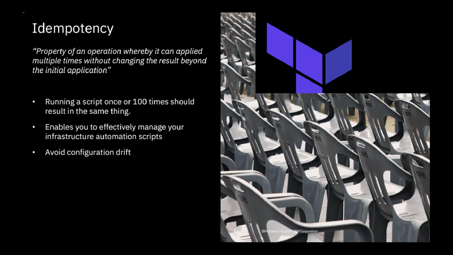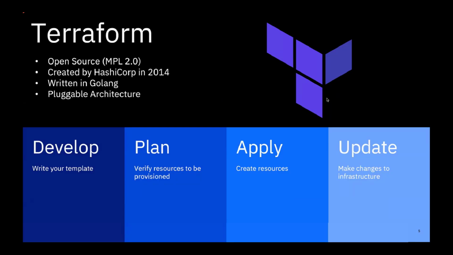But there's 4 major lifecycle events that happen in Terraform. First, you develop your template. You write that template out and you go to documentation and you say, okay, this is what I need to establish a Kubernetes cluster. This is what I need for a cloud object store.